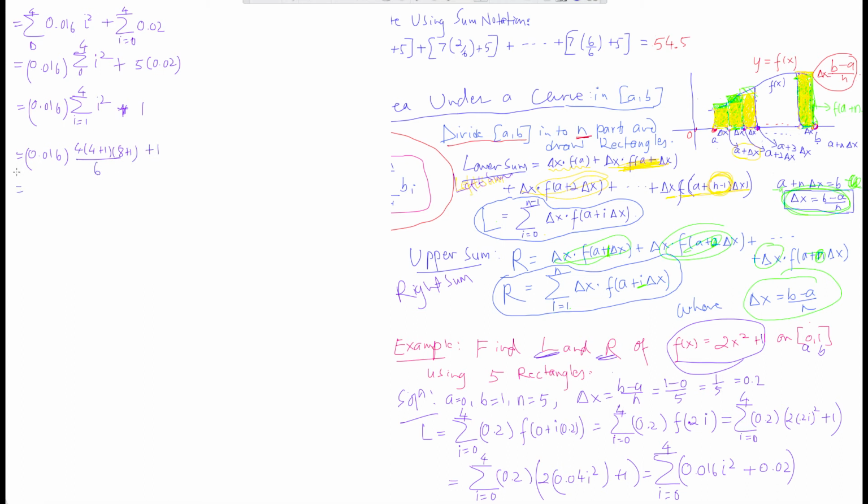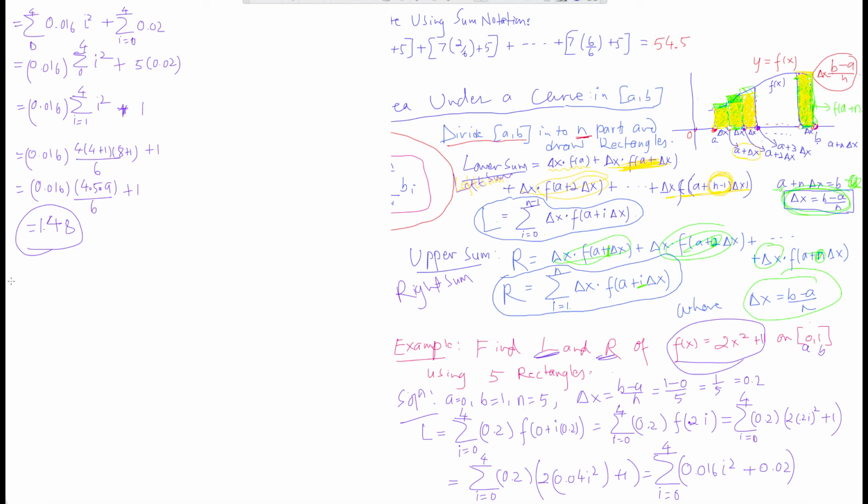So this will become 0.016 times, and then what? Then you'll get 4 times 5 times 9 divided by 6. You see that? Plus 1. If you simplify this, basically you will get 1.48. If you use a calculator, you'll get 1.48. This is the left sum of the rectangles, taking the left side as the height of the rectangle.